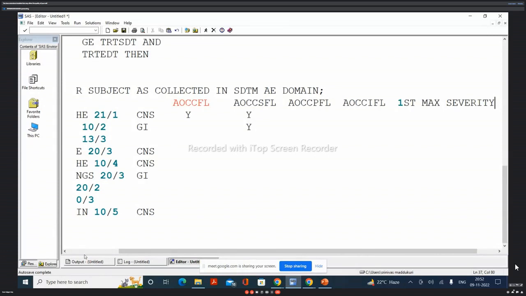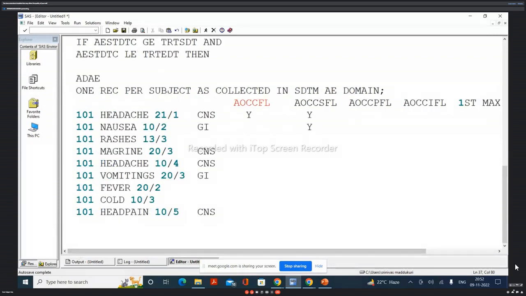Now, again take this example. The first time the subject got a headache, it was mild. Again, this nausea is also mild. But when he got rashes, he got very severe rashes. Now this is, say, for example, moderate rashes. When he got the migraine problem on 20th of March, it was very severe.